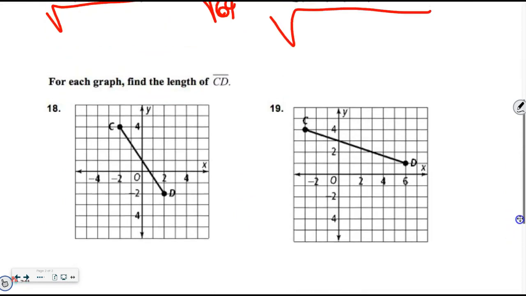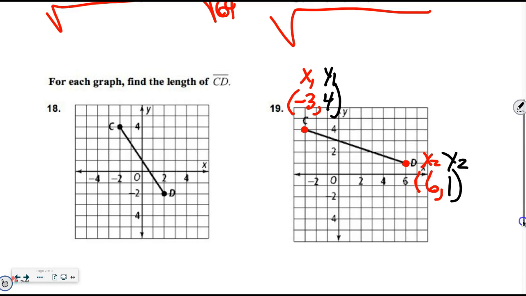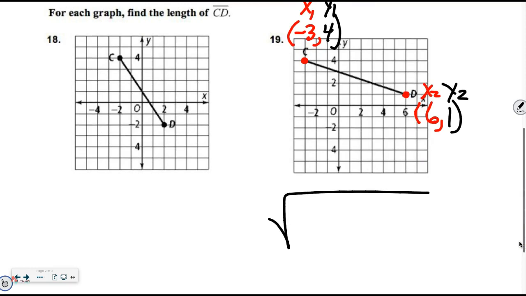When you're doing the distance formula off the graph, same thing. You need to write the points down. This is -3, 4. That's considered x1, y1. Down here is the point 6, 1. And that's considered x2, y2. You don't need to memorize the formula because you can use a note card, but remember it's got a square root for the distance.